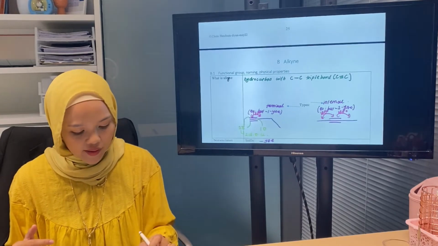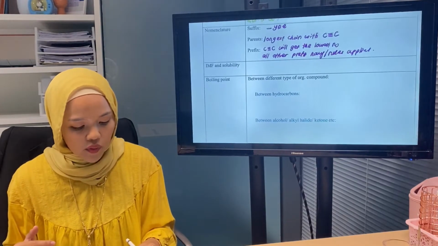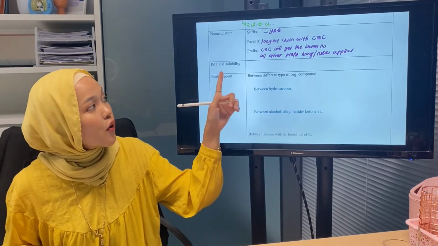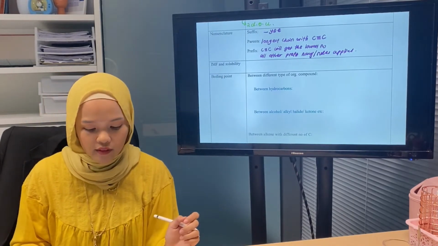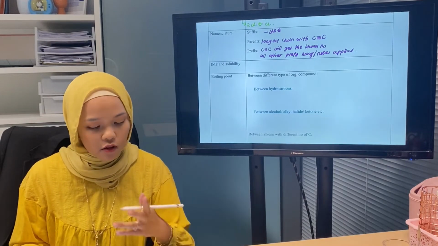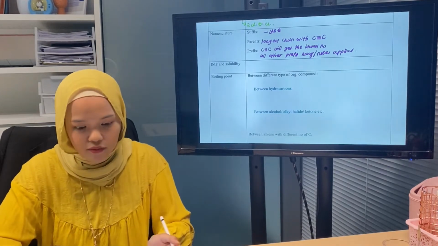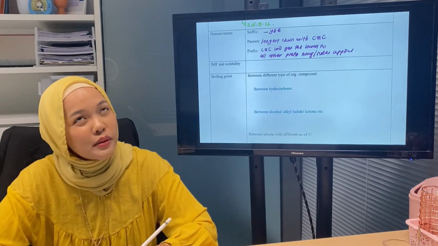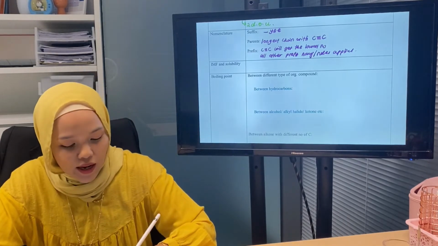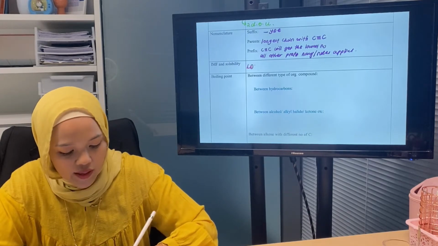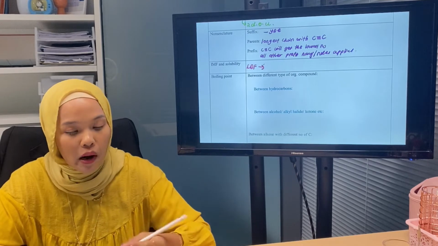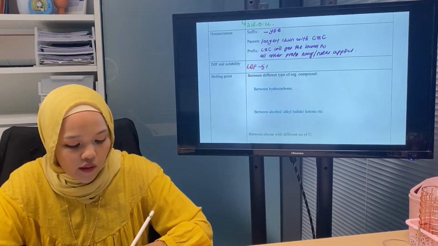On the topic of alkyne, with regards to IMF, what is the intermolecular force present in alkyne? Can you make a guess? Okay, so I hope you guess it right. The intermolecular force is going to be London dispersion force. Okay, so when you have only London dispersion force, this compound is technically non-polar.